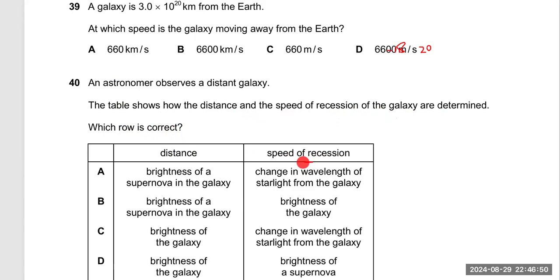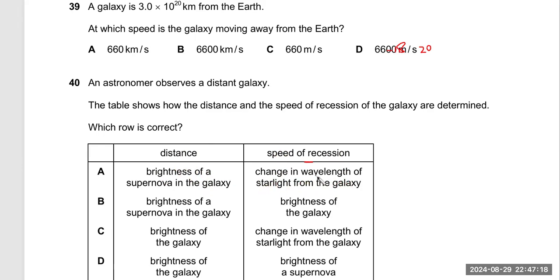Remember, our space is expanding on a daily basis. That is why galaxies are moving away from the Earth. That is why we are using the term speed of recession. The options are brightness of a supernova in a galaxy and change in the wavelength of starlight from the galaxy. Remember, the first option is correct.